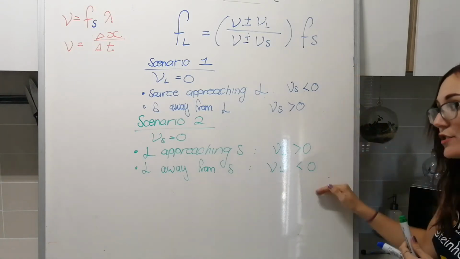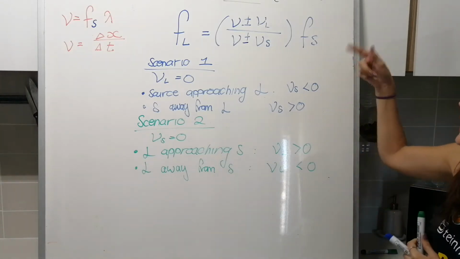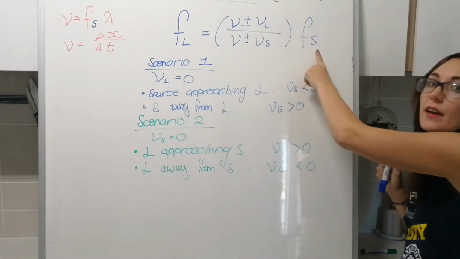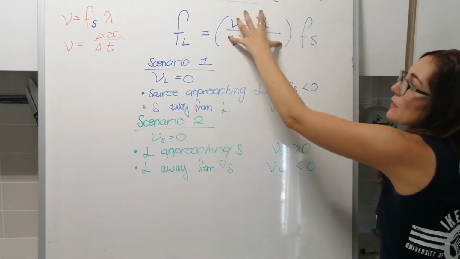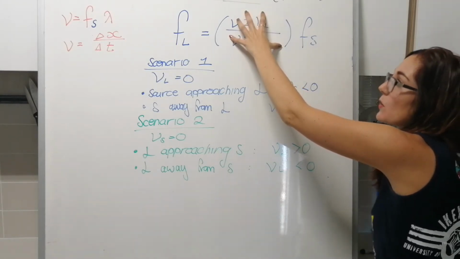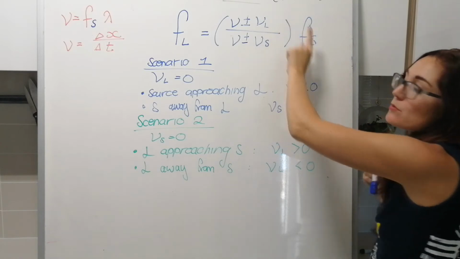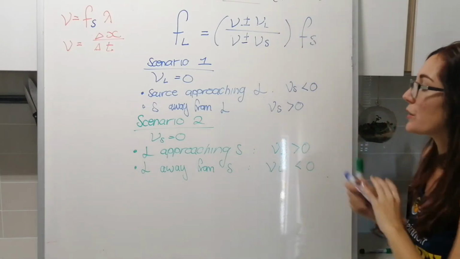Either you can learn this off by heart, or you can go ahead and logic it out each time. Think, does FL need to be bigger than or smaller than FS? Based on that, must this be a fraction bigger than 1 or less than 1? Based on that, must I add or subtract at the bottom or add or subtract at the top? Okay, so it's up to you which one you want to do.